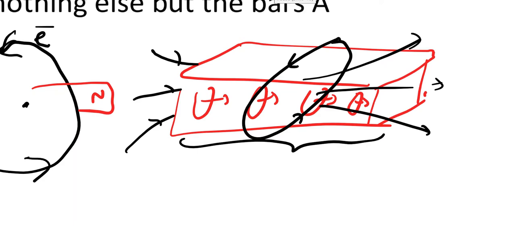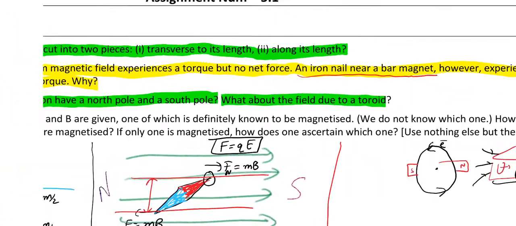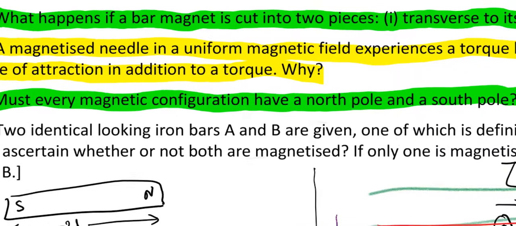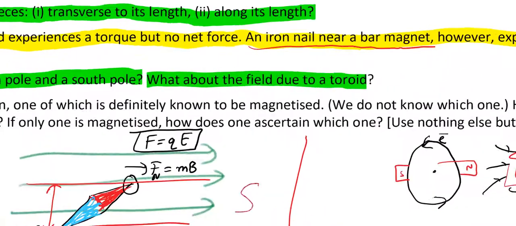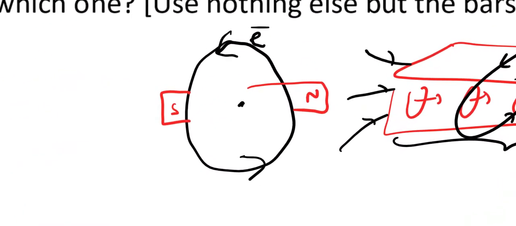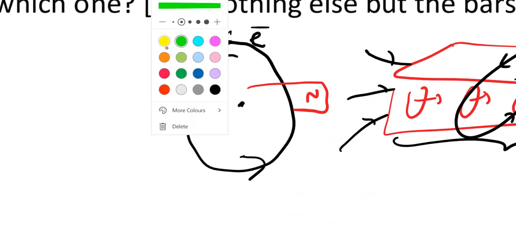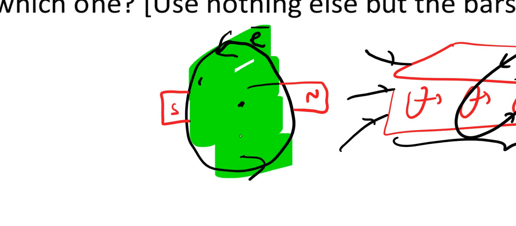So now, when we talk about magnetic monopole, look at the question. Must every magnetic configuration have north pole and south pole? Now, this is the basic reason for magnetism. Wherever you have magnetic field, you should understand there must be this kind of situation prevailing. So how to separate this north pole from south pole? It is not possible. It is not possible to separate north and south.